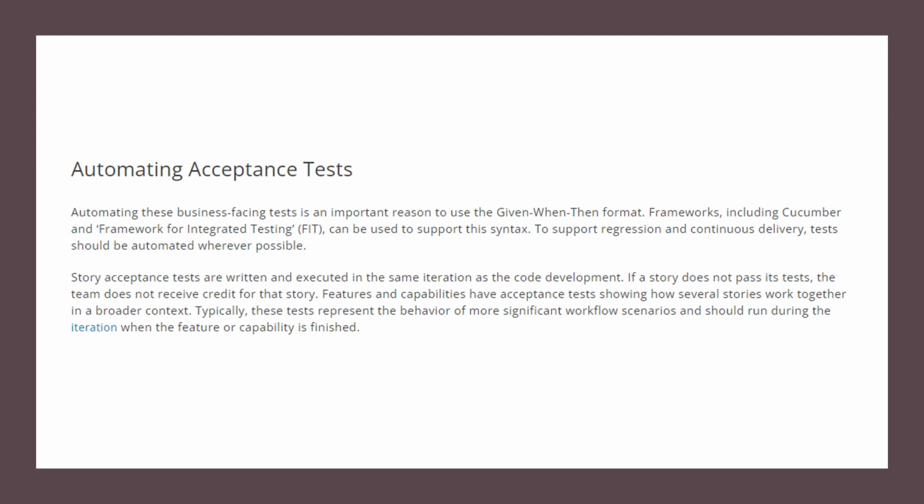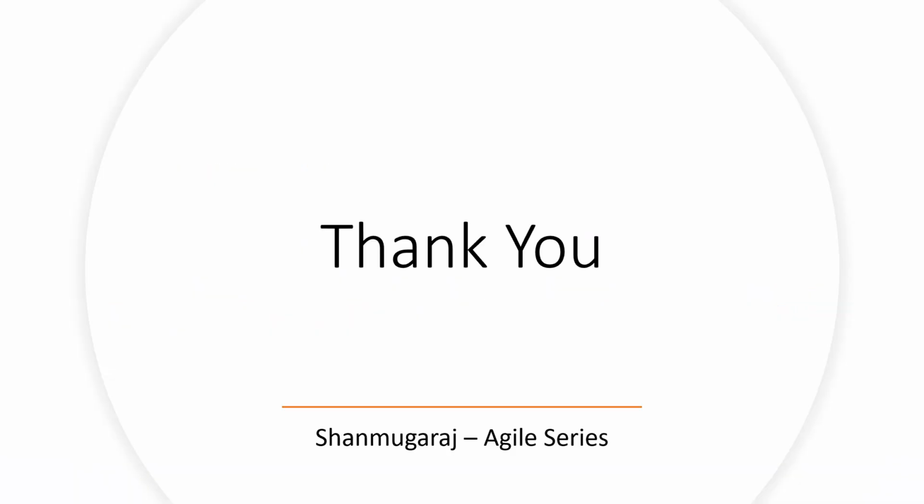Features and capabilities have acceptance tests showing how several stories work together in a broader context. Typically, these tests represent behavior of more significant workflow scenarios and should run during the iteration when the feature or capability is finished. With that, we come to the conclusion of this video.